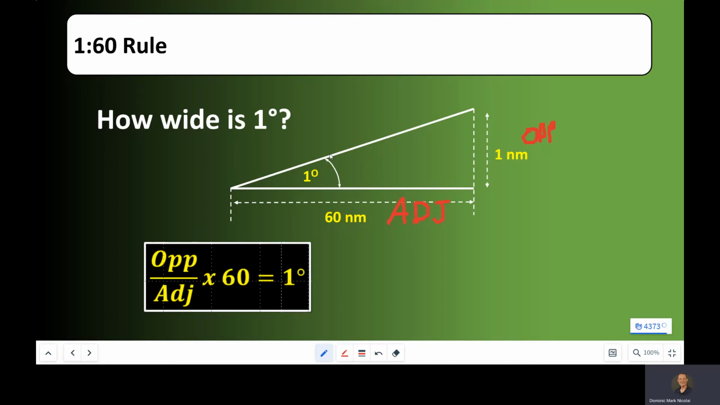So when we prove this, we take 1, divide that by 60, then multiply by 60. You can see that the 60s will simply cancel each other out, and 1 is going to equal 1 degree. So just showing you the math behind it. This is also a tangent function. So if you're big on trigonometry, this opposite over the adjacent side is a tangent function.